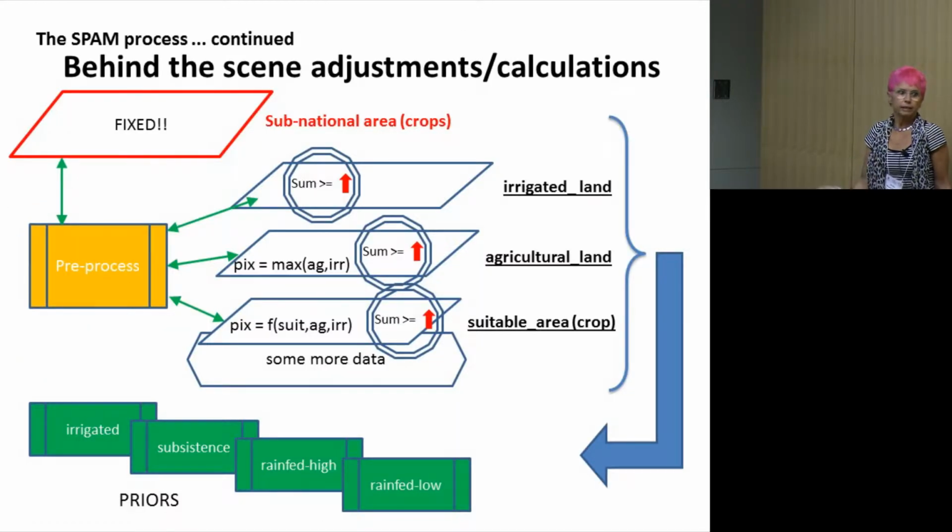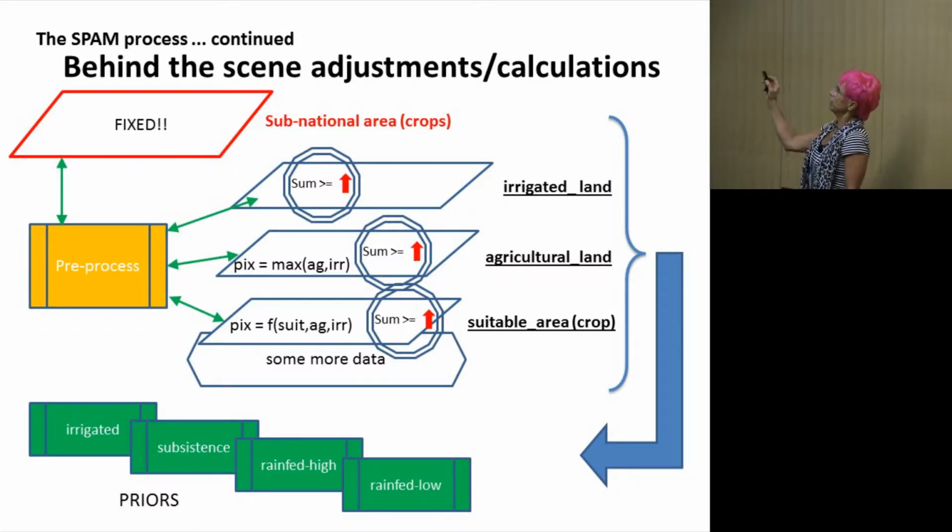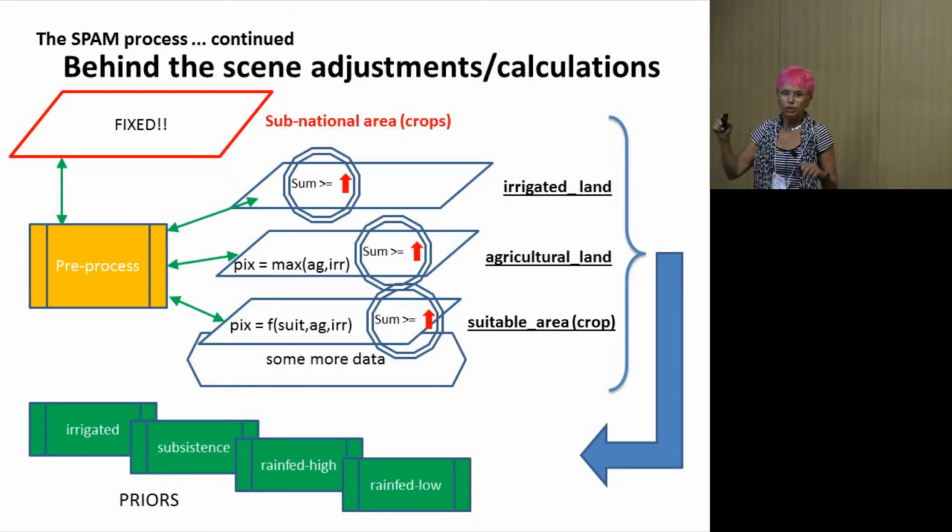Before this can take place, there have to be behind-the-scenes adjustments and calculations. We start with the subnational crop areas, which are our fixed value. From there, we go adjusting in a pre-process to make sure that the sum of all the irrigated land can satisfy the subnational crop area. The same is true for the agricultural land, and so we do for the suitable areas and for some more data. This together is a pre-process which creates the priors, which then feed into SPAM.